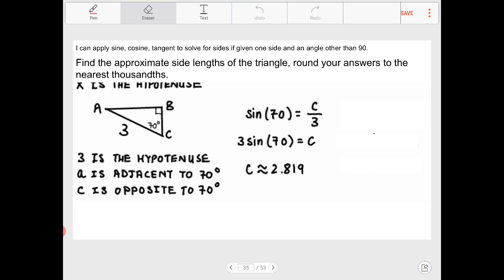Similarly, I can solve for side length A. A is adjacent, right? So it's going to be cosine. Cosine of 70 is equal to A over 3. I want to multiply both sides by 3 to find out what A is. So A is equal to 3 cosine of 70. Punch this into the calculator. I end up with 1.026.